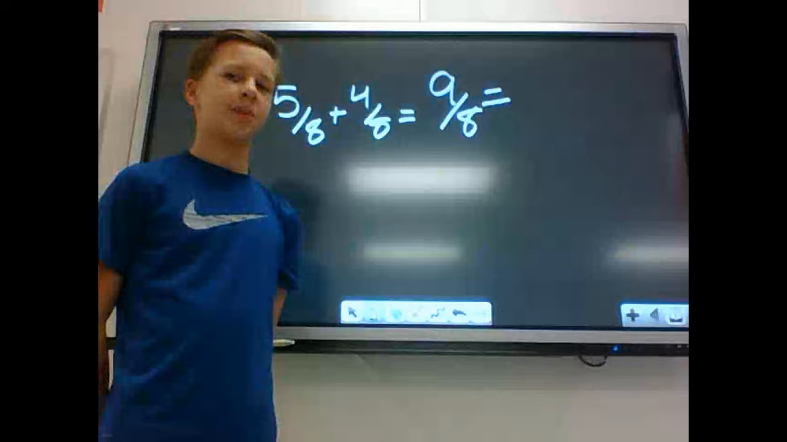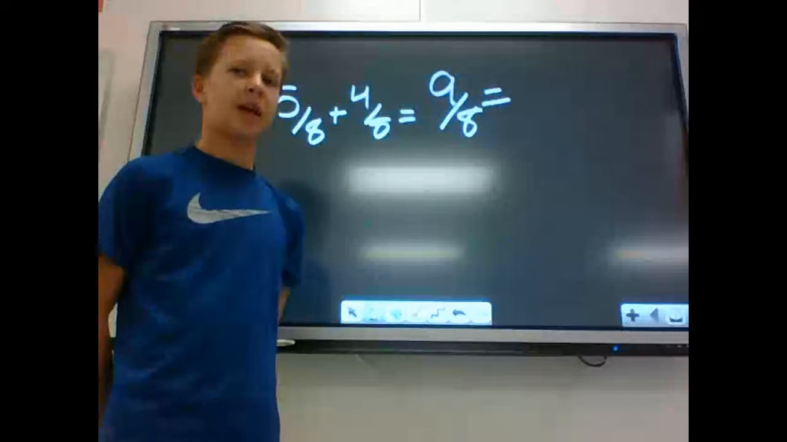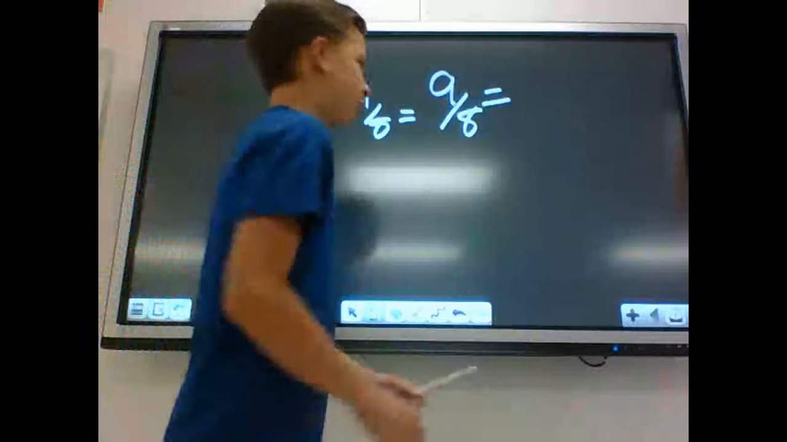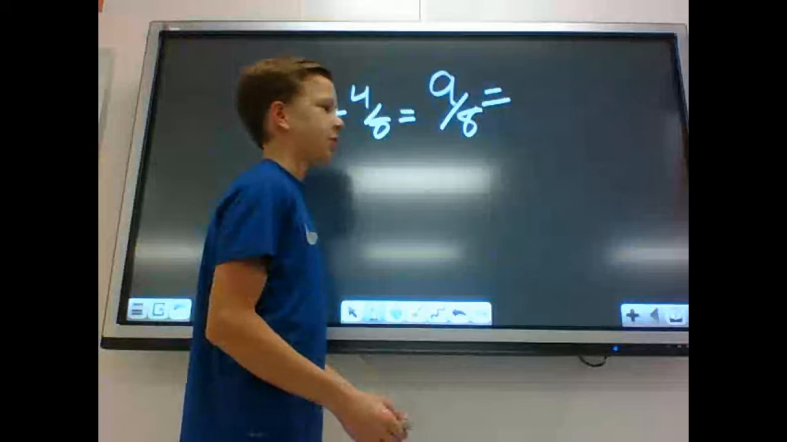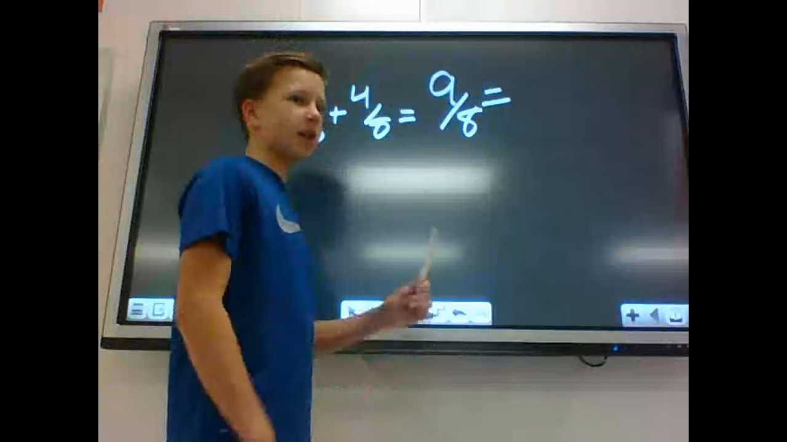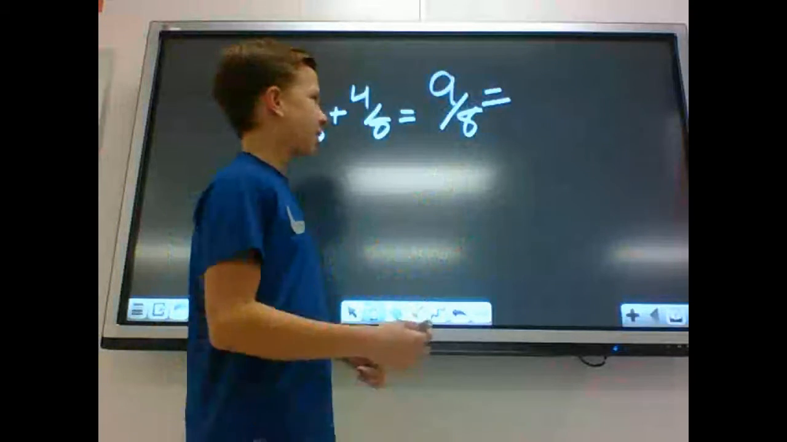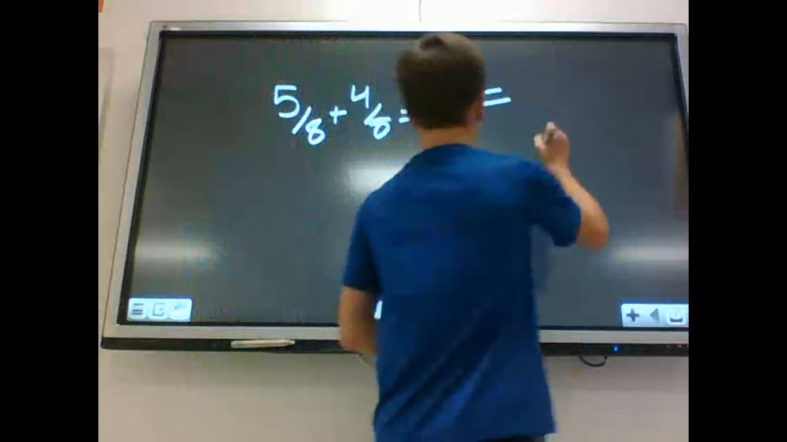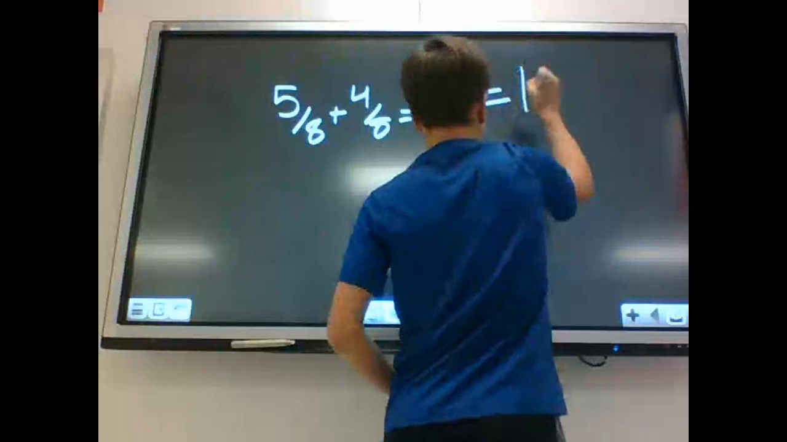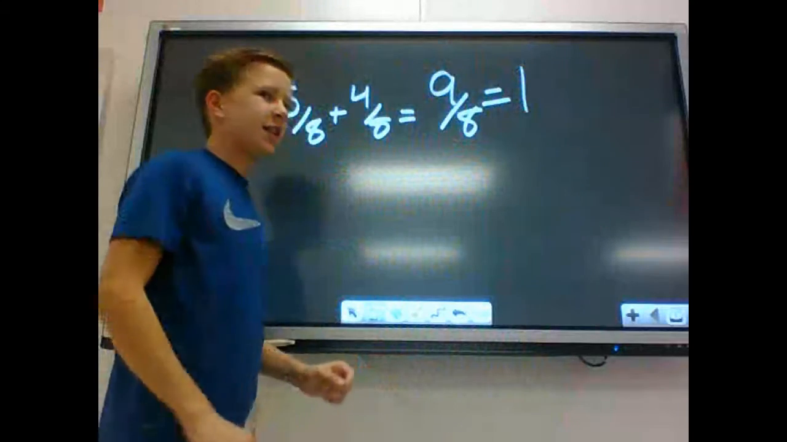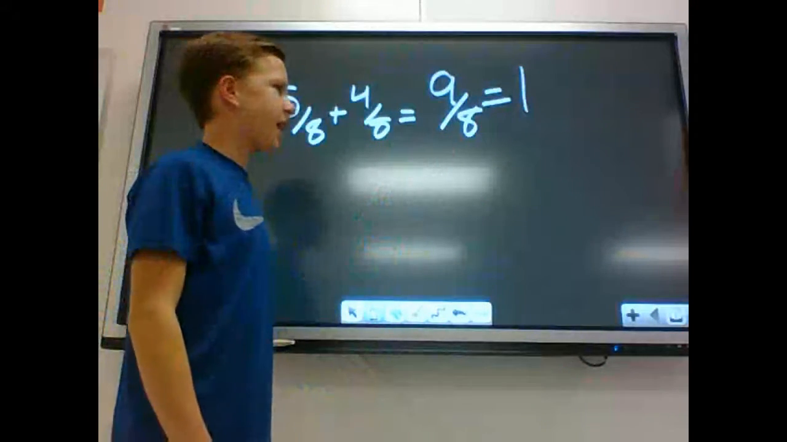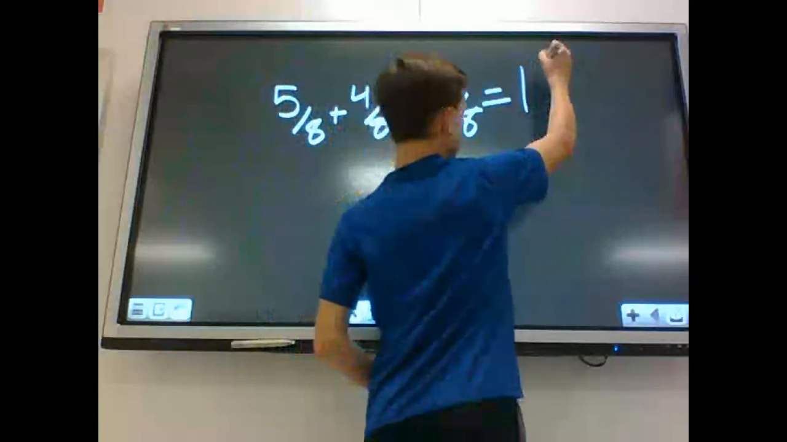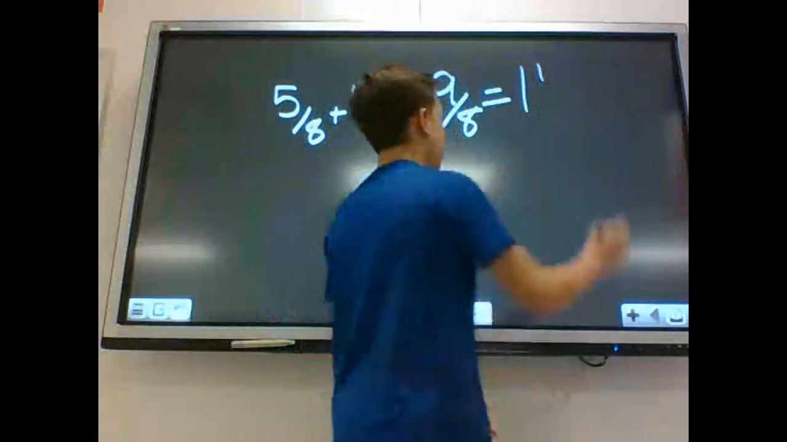Now, if the top number is bigger than the bottom number, then you make it a mixed number. To make it a mixed number, you see how many times the denominator can go into the numerator. 8 can go into 9 one time. So it would be 1 as a whole number. And then there was 1 left over from the 9. So we put 1 and then bring over our denominator.